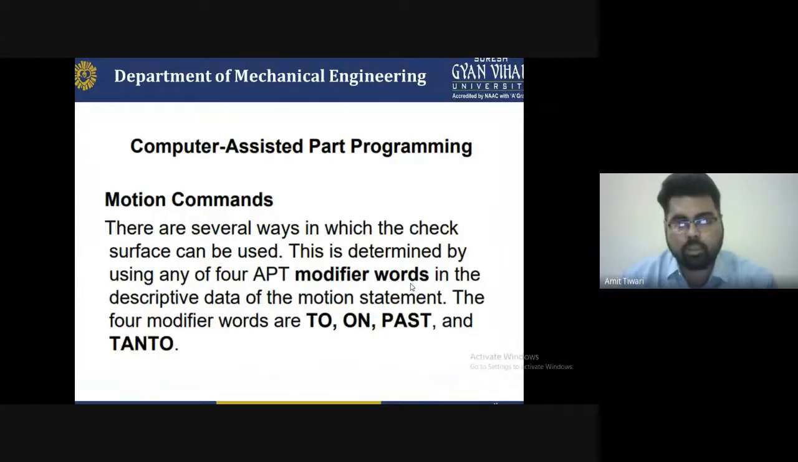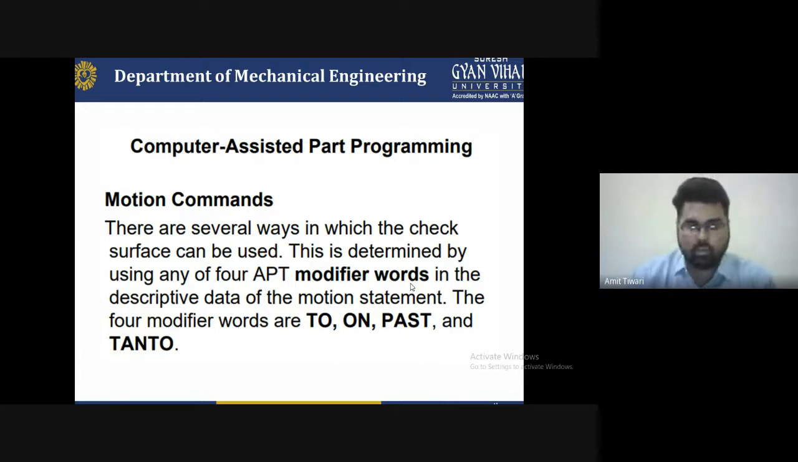Computer assisted part programming means the motion command. First of all, there are several ways in which the check surface can be used. This is determined by using any of four APT modifier words in the description data of the motion statement. And the four modifier words are TO, ON, PAST, and TANTO.